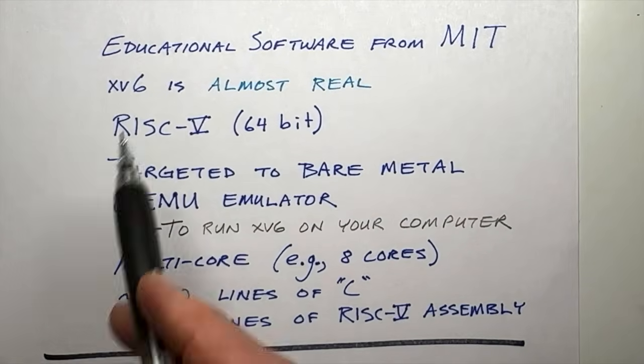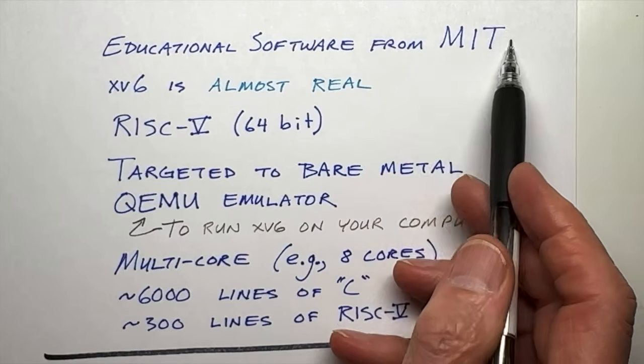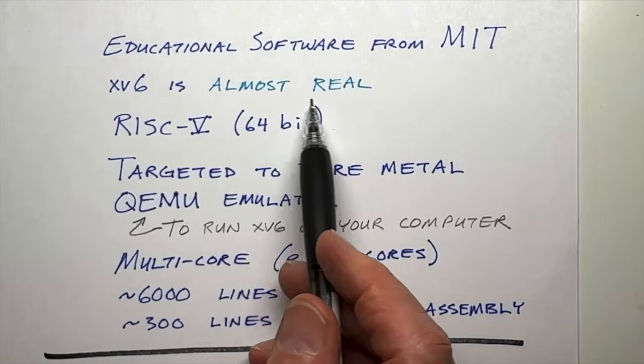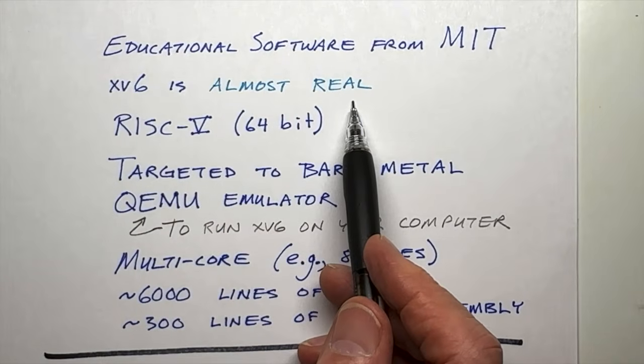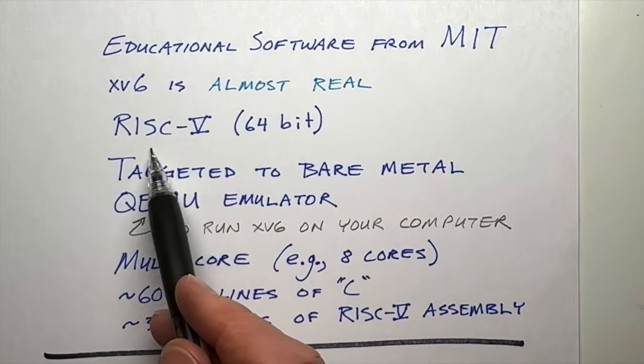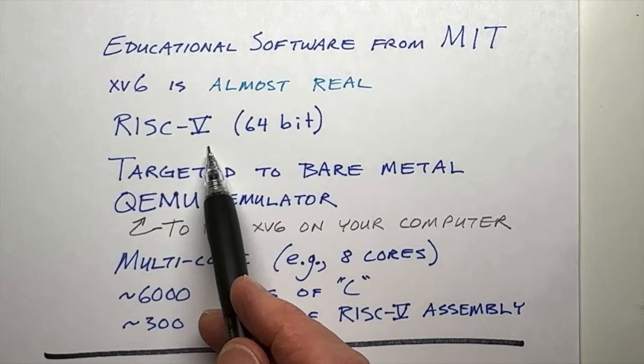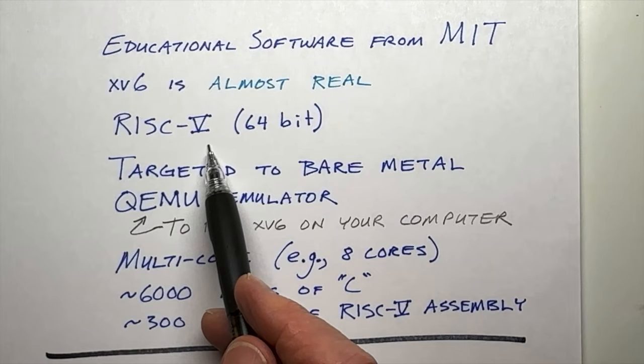xv6 is an educational system developed at MIT. Its purpose is to teach how operating systems work, and it's used in operating system classes in a number of schools. It's not quite practical for production use, although I think you'll be surprised at how functional it actually is. xv6 runs on a 64-bit RISC-V computer. An earlier version was targeted at x86, but that version is now obsolete.